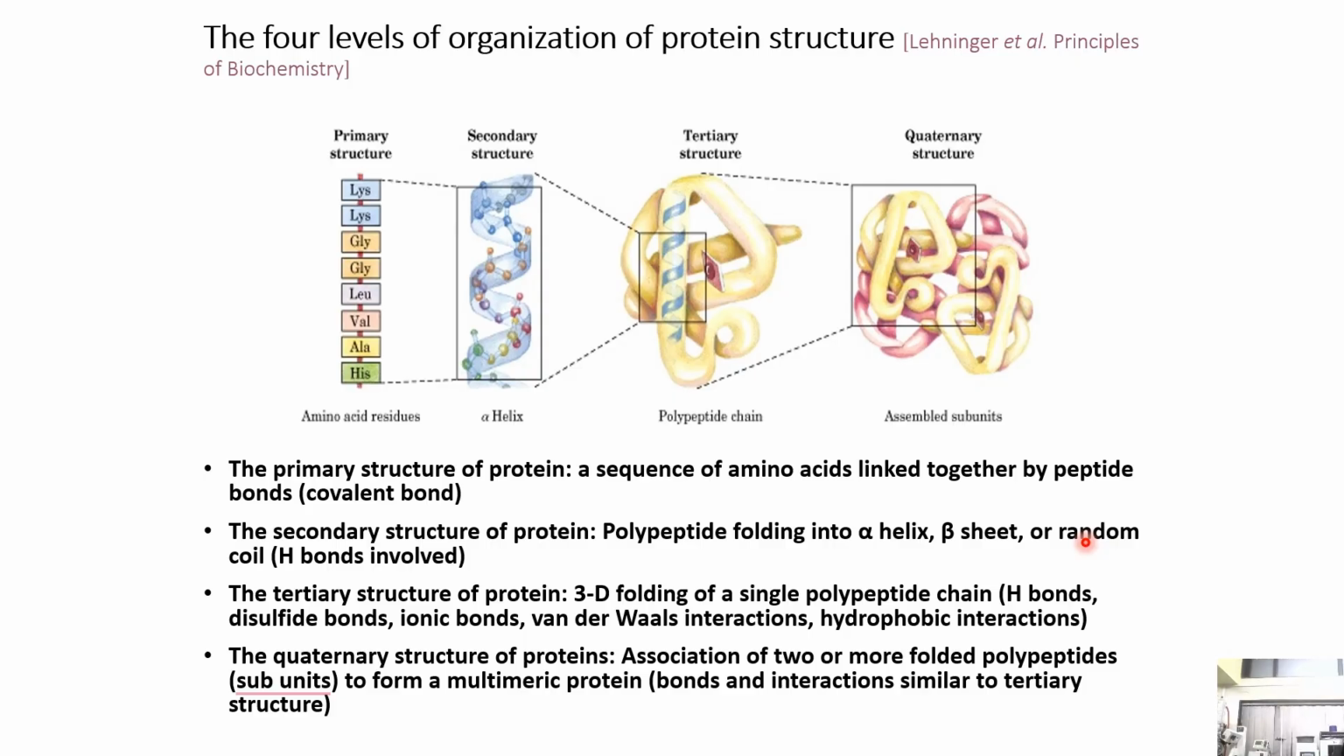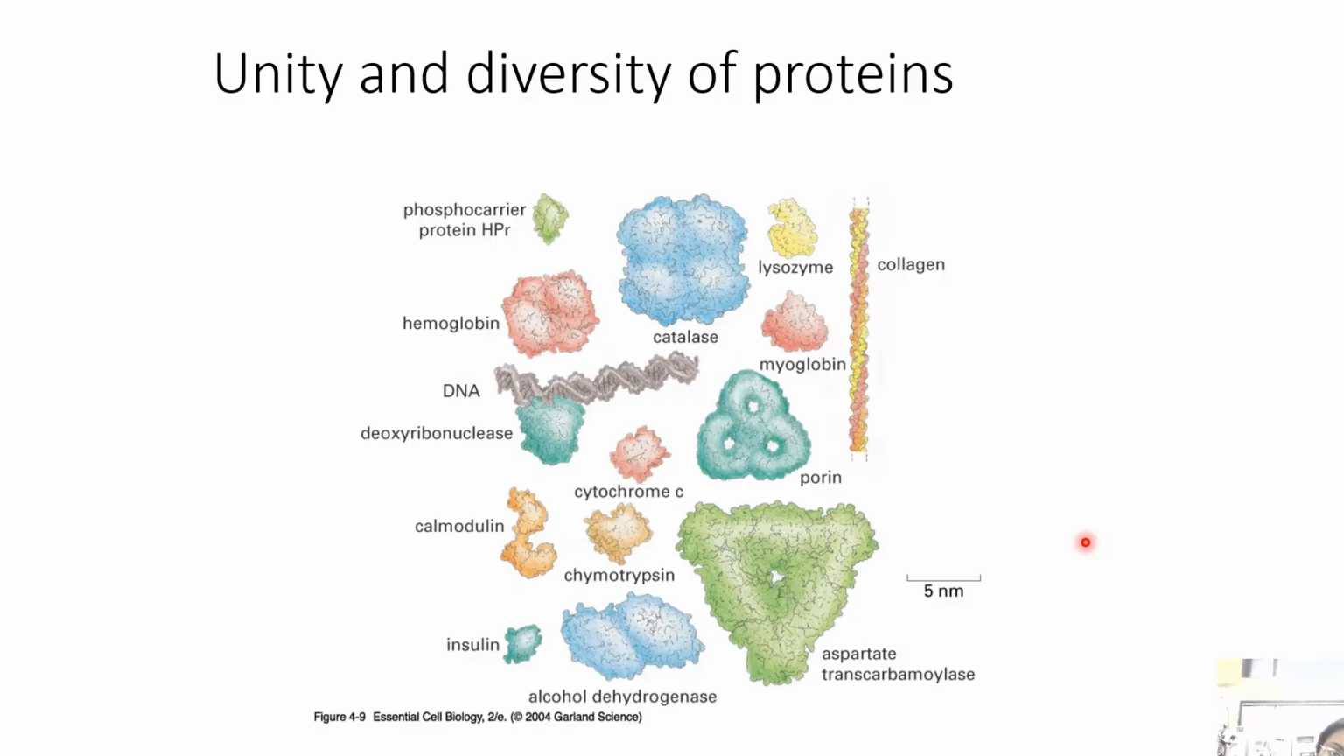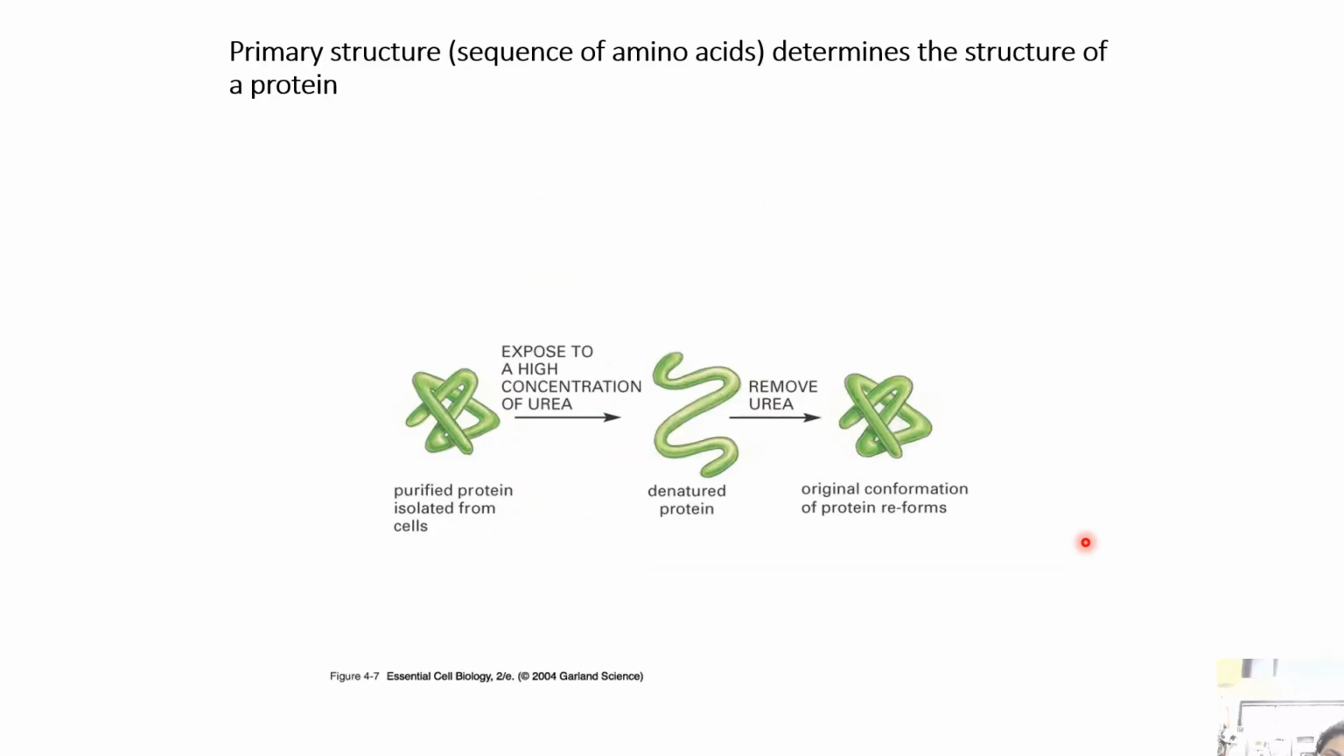Then the tertiary structure of proteins, the 3D folding of a single polypeptide chain: H bonds, disulfide bonds, ionic bonds, van der Waals interactions, hydrophobic interactions, and all of these. Then you have the quaternary structure of proteins, the association of two or more folded polypeptides to form a multimeric protein, with bonds and interactions similar to tertiary structure. Then we have the unity and diversity of proteins. Now the primary structure, the sequence of amino acids, determines the structure of a protein, right?